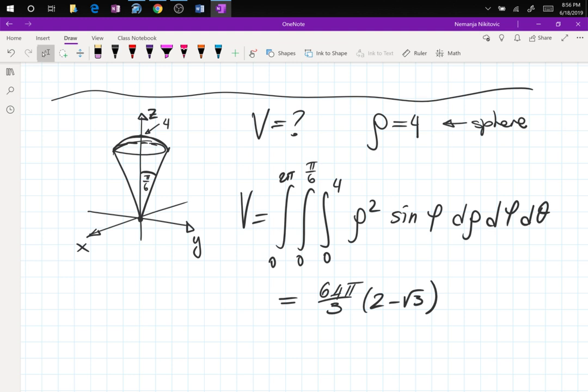How do you get the rho squared sine phi? Is that given? That's the string. Okay. Welcome to the class. Yes, excellent. But this is for the spherical only. All right, good.